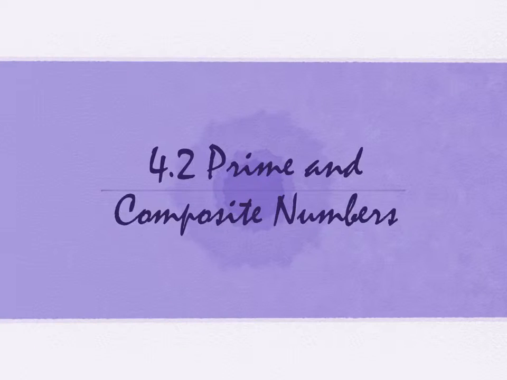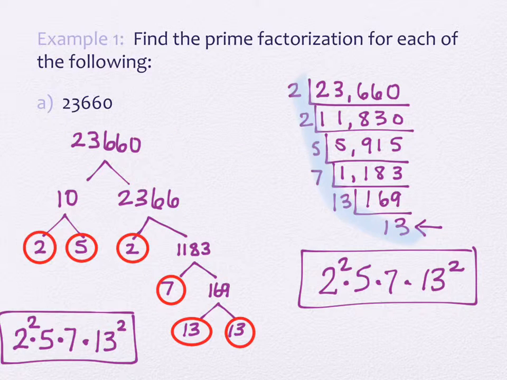Last time we started section 4.2, we were looking at prime and composite numbers. We talked about the fact that prime numbers are numbers that have exactly two factors, themselves and the number 1, and that a composite number has more than two factors. We took a look specifically at finding prime factorization with factor trees and talked about the benefits and the possible drawbacks of that one, and then also this division algorithm on the right-hand side, and again, the benefits and the possible drawbacks of that one.